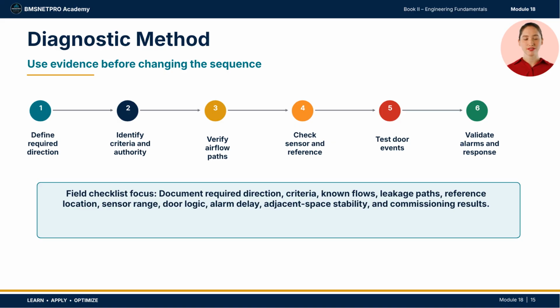Test door events and recovery under representative conditions. Finally, validate the alarms and the response process. This method prevents the team from solving a pressure problem as if it were only a controls problem. It also creates a record that another professional can understand and verify.